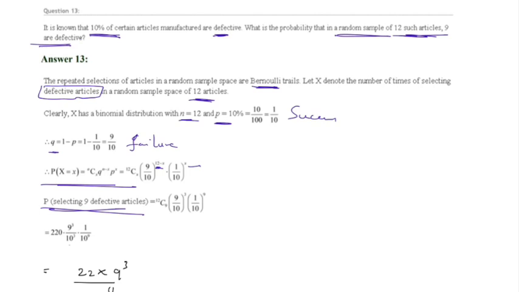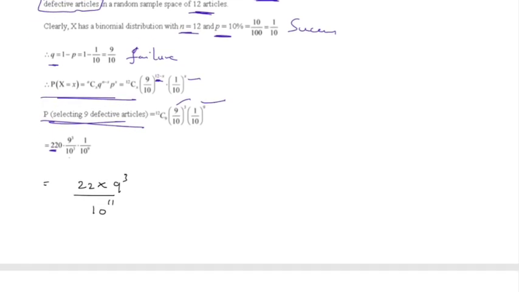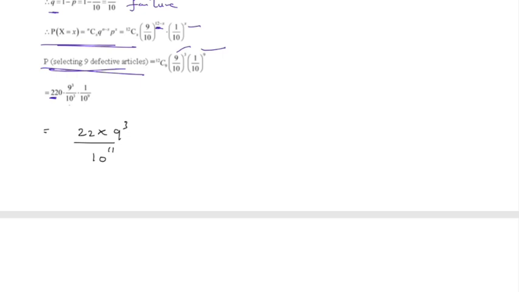12C9, so 9 by 10 is a failure, and 1 by 10 is a success. So 12C9 is 220, times 9 cube by 10 cube, times 1 by 10 cube. On simplifying, what do we get here? It is 22 into 9 cube, 10 to the power of 11. If we divide by 110, the 10 ones are 10 and the 22s remain, so only 10 to the power of 11 remains here.